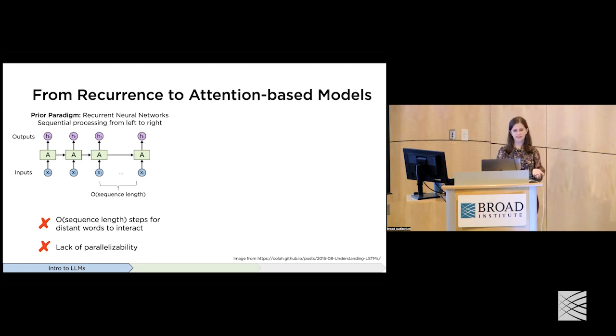And as a result, there's also a lack of parallelizability with these models, where because you're doing recurrent processing, you can't process the representations for every word at once. So it's O of sequence length unparallelizable operations for these models as well, which becomes a problem because then you can't take advantage of modern GPU architectures.